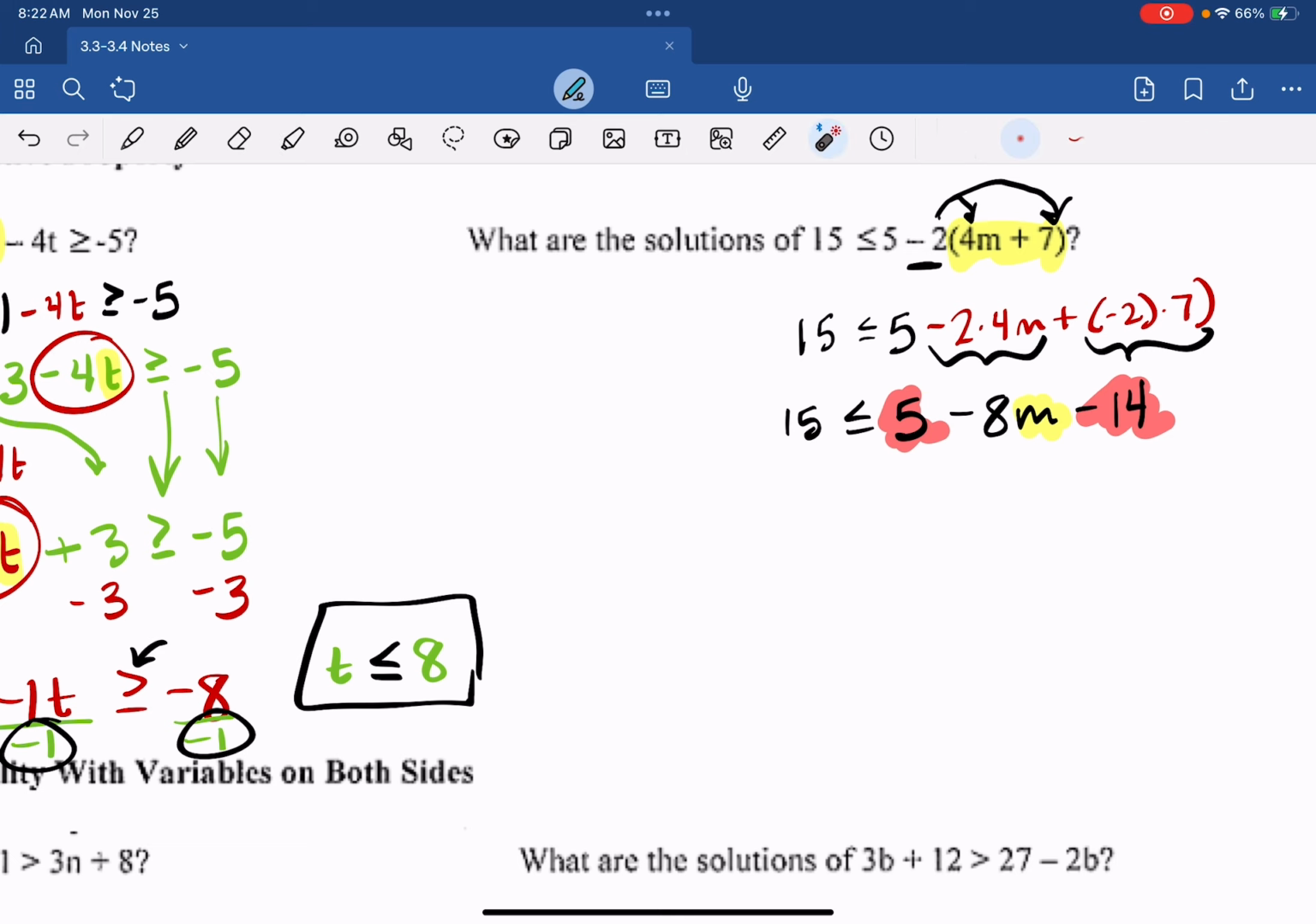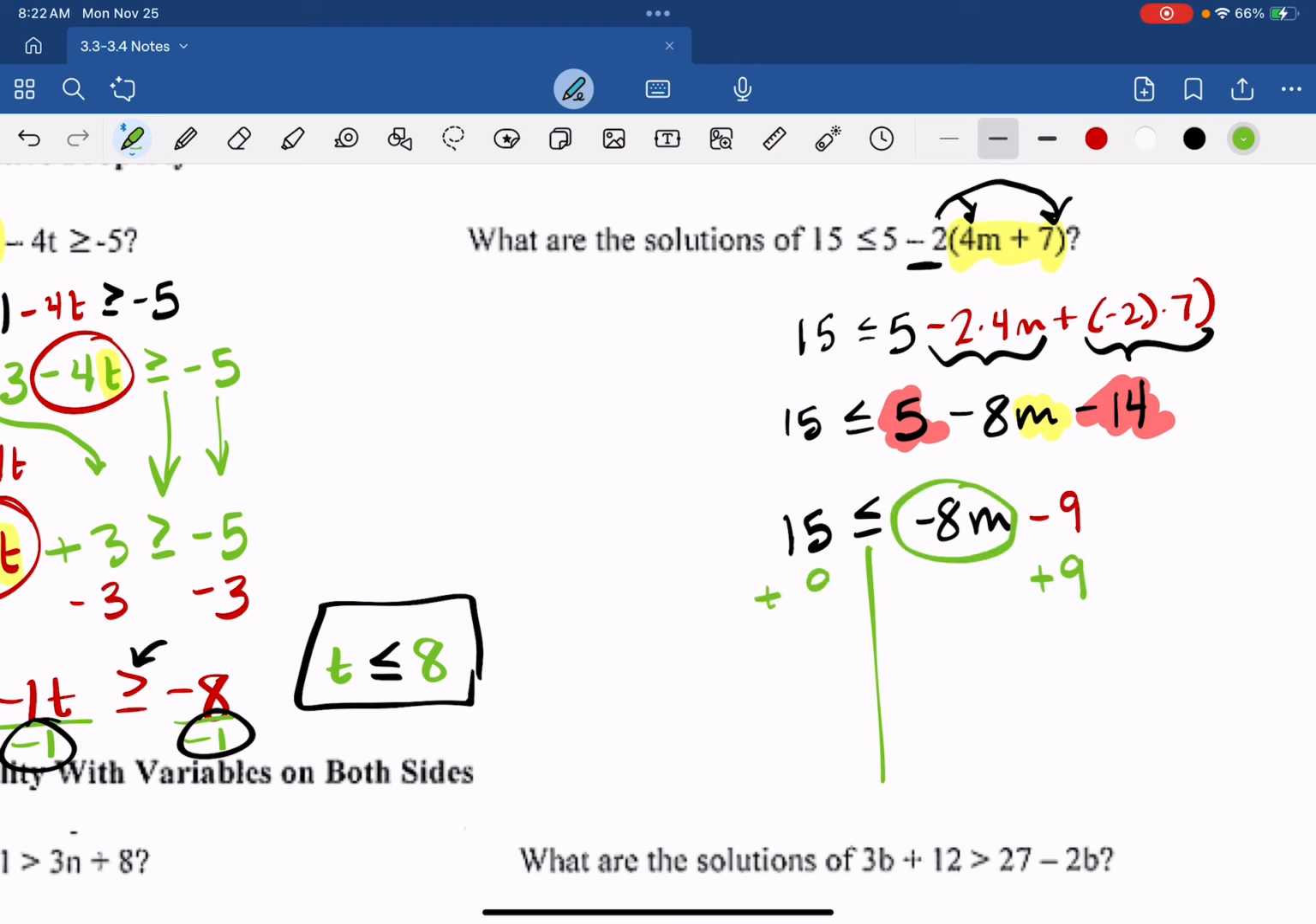I have 5 plus negative 14. When I have 5 plus negative 14, I'm going to get negative 9. I bring the rest down. So far, nothing else has changed. And now I'm going to get m by itself. Okay, so here's my variable cluster. I'm going to do that last. I add 9 to both sides, so I have 24. Bring my negative 8m down. Bring my sign down. Now to get m by itself, I need to divide both sides by negative 8.